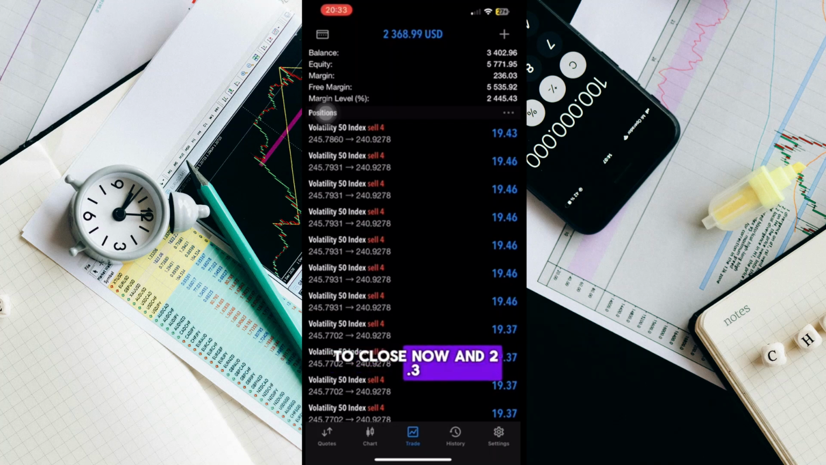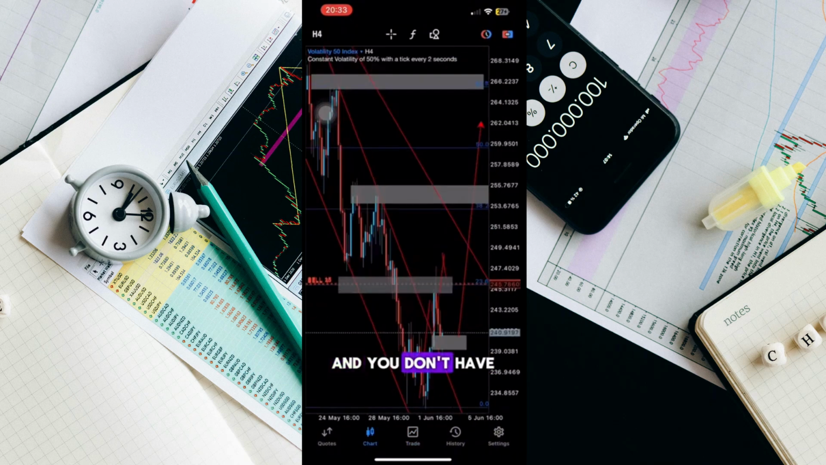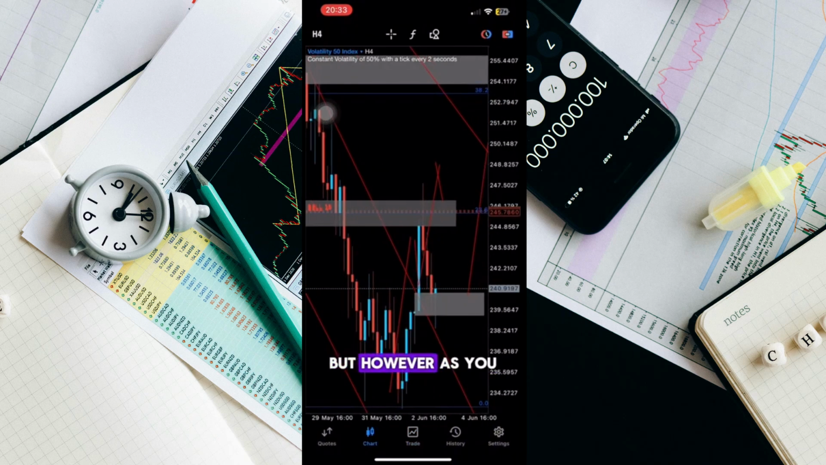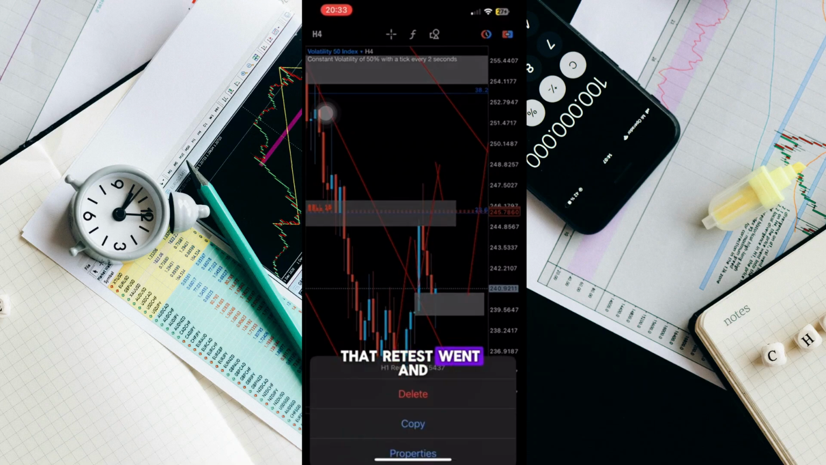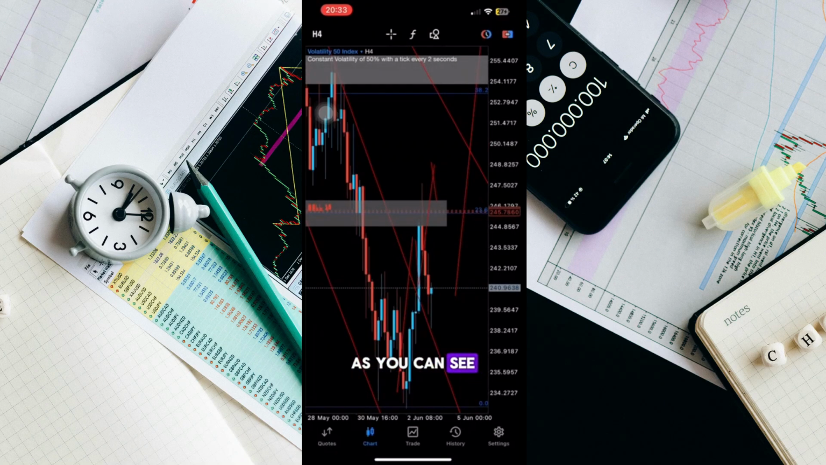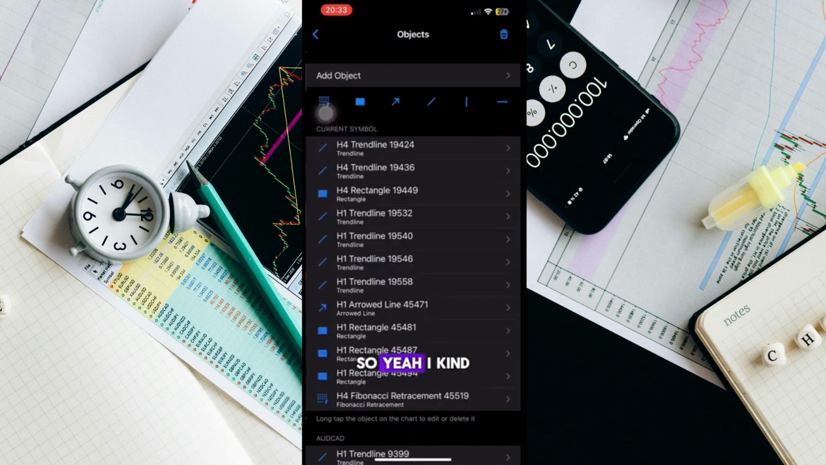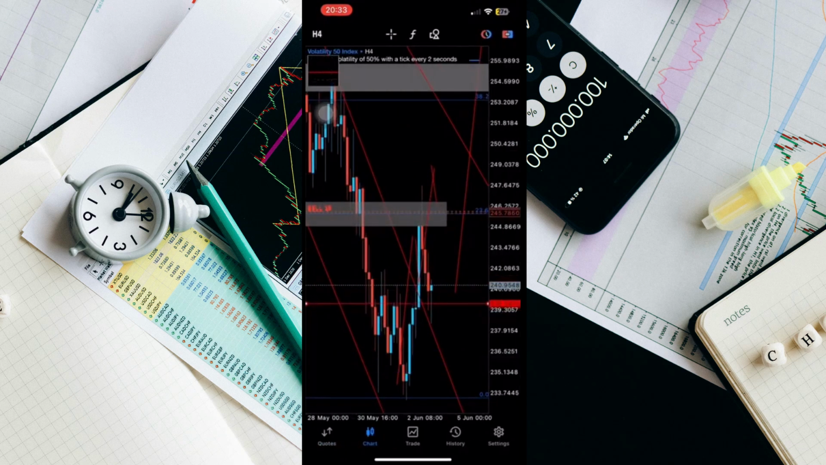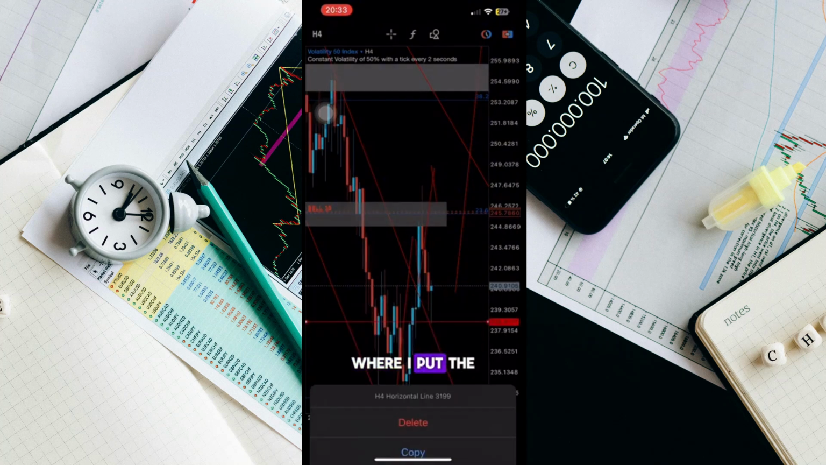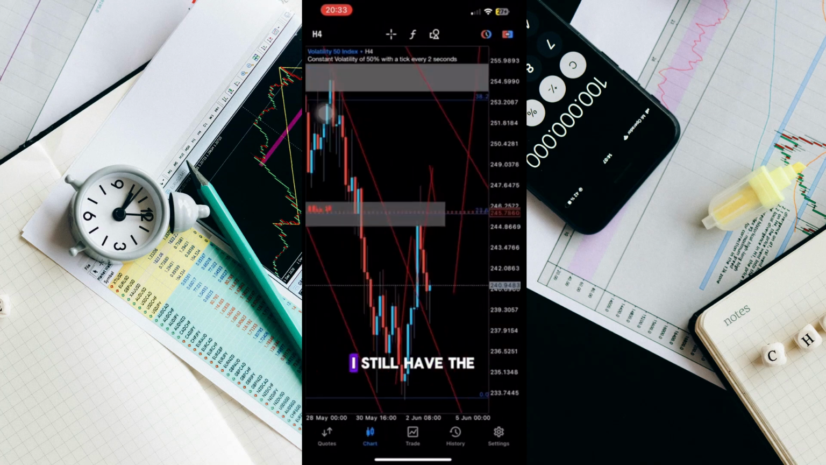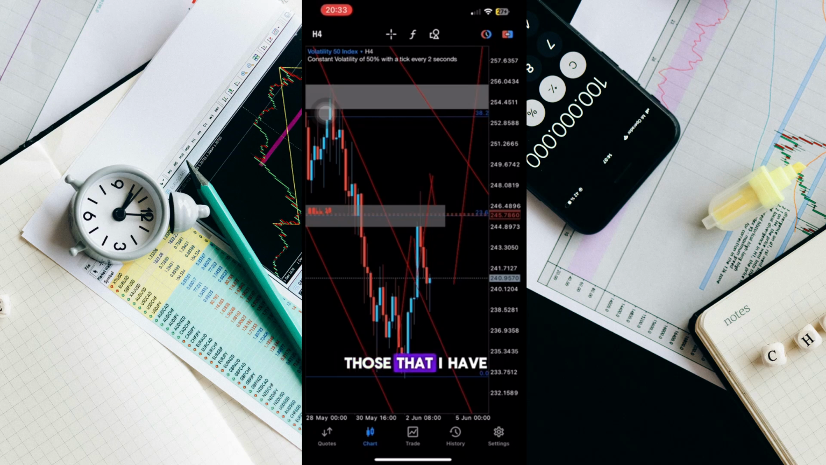Now we're in 2.3. You can choose to close and then just leave the market, and you don't have to trade that retest. However, as you can see, that retest went and touched my line. It touched the line very well and it continued going up. So here I kind of forgot, and then the market just hit my take profit and then left other positions open. So I would have taken profit to that level where I've put the line, but however, I still have the profit. I will just take those that I have.